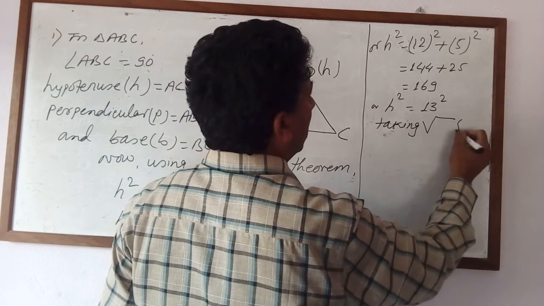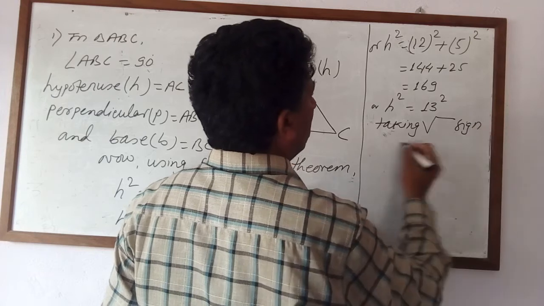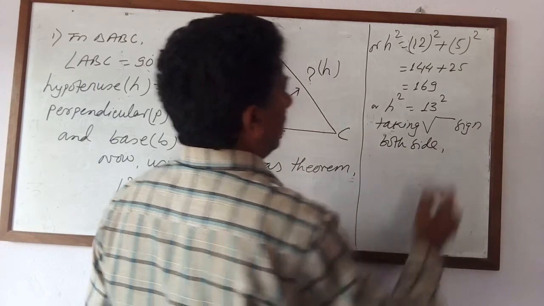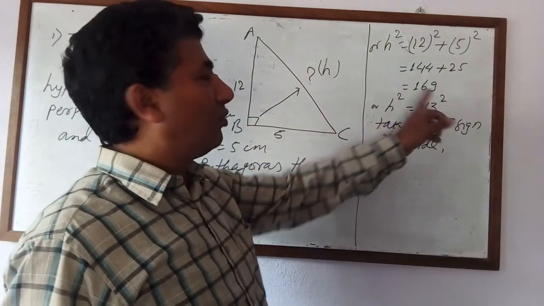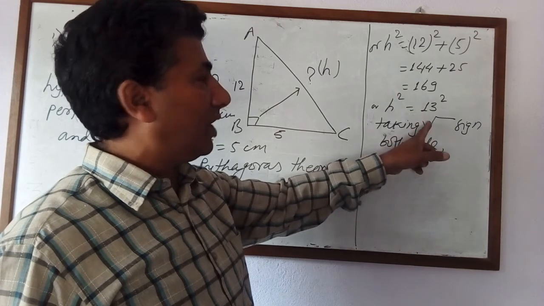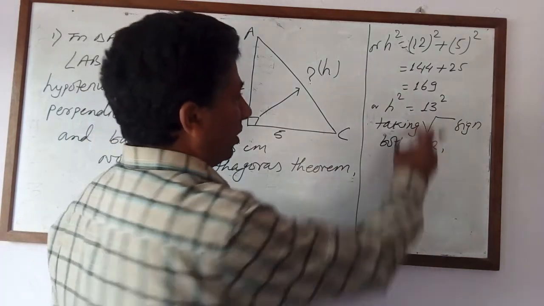Taking root sign on both sides. Now here also a square, here also a square. To remove a square, we have to take the radical sign having 2 here. If there would be 3, then we have to take the cube root.